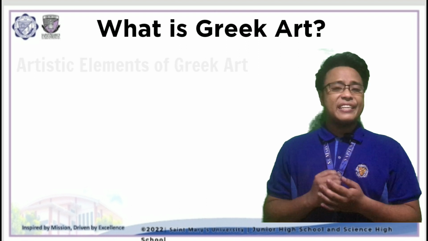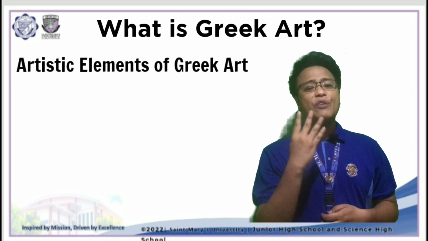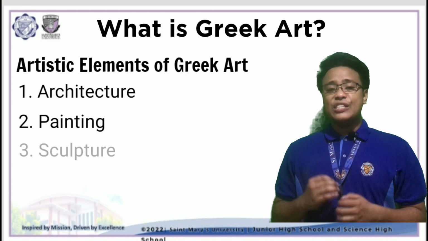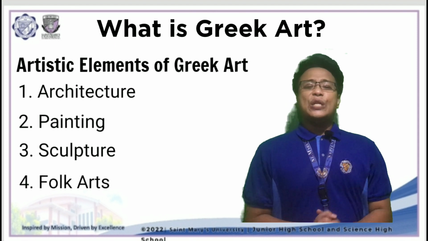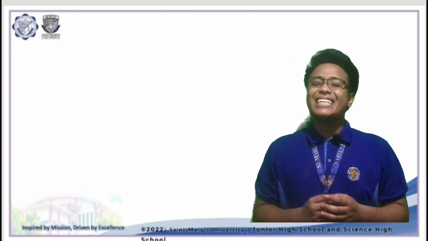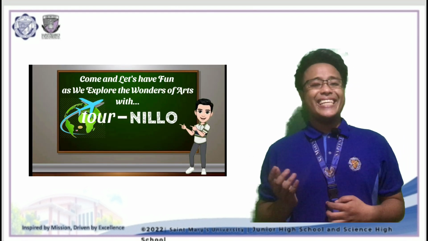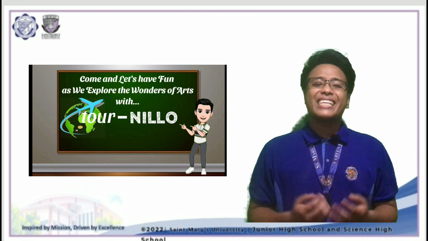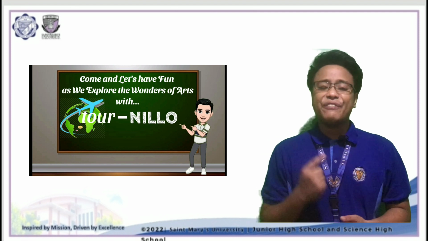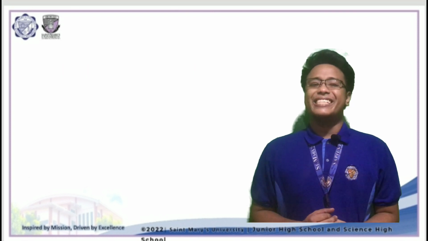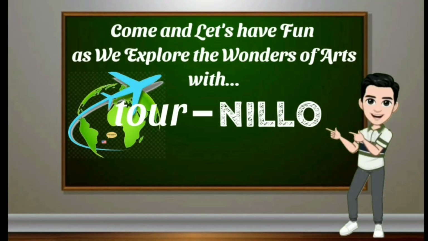Now, let's talk about artistic elements of Greek art. There are only 4. It is their architecture, painting, sculpture, and folk art. To discuss this, I would like to present to you one segment of my teacher video entitled Tour Nilio. With this, we have our very intelligent tour guide named Nilio. So he will discuss some of the artistic legacies in different art eras. So what are you waiting for? Nilio, it's now your turn. Come and let's have fun as we explore the wonders of arts with Tour Nilio.